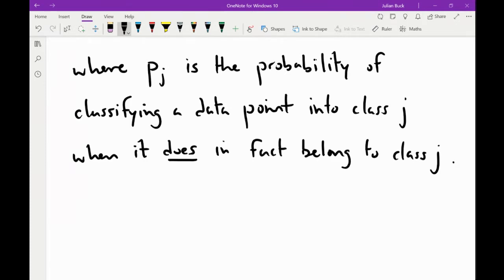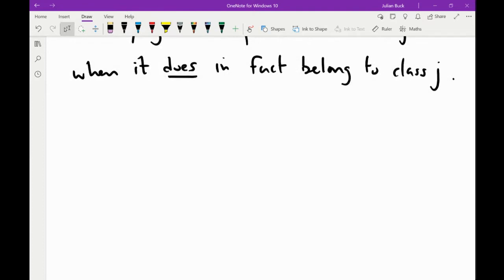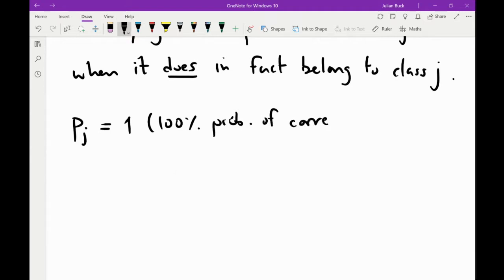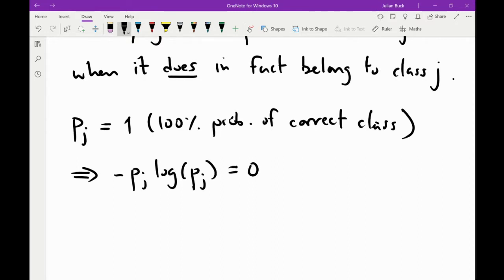Okay? So in particular, suppose your algorithm predicts that p sub j equals 1. Okay? So you have a 100% probability of the correct class. So 100% of the time it's predicting into class 1, say, and class 2, it's getting them exactly right. So then what do you have? Well, negative pj log of pj for that value of j is equal to 0. So the base 2 log of 1 is 0. So that's 0. So there's no error, right?